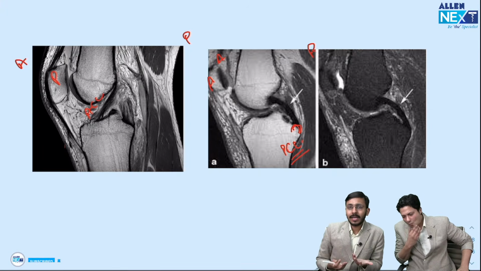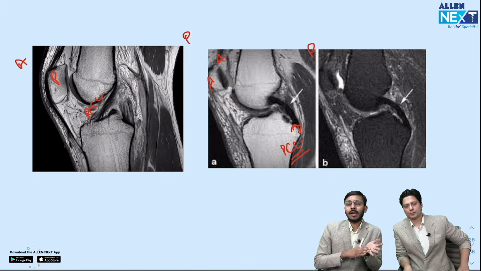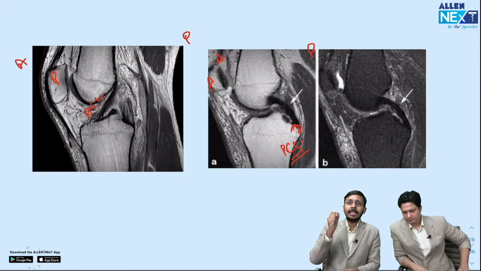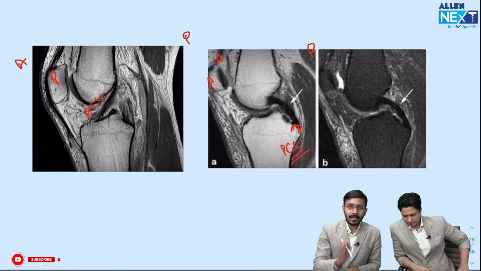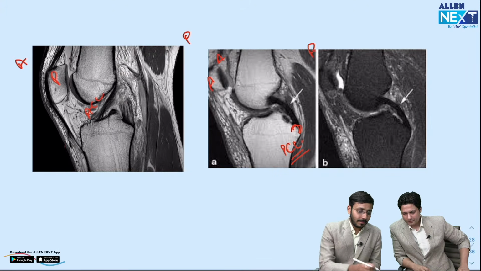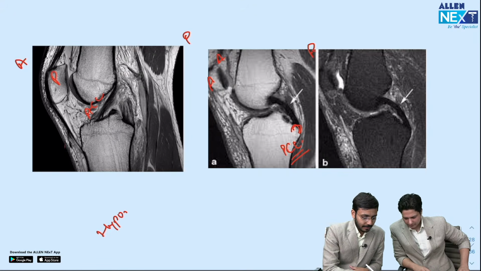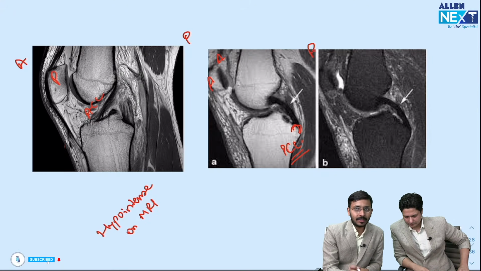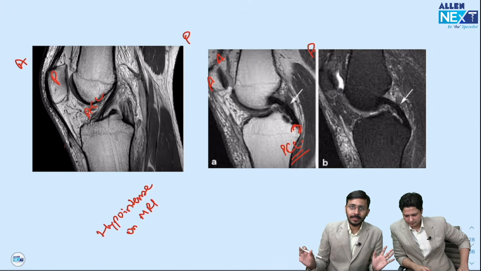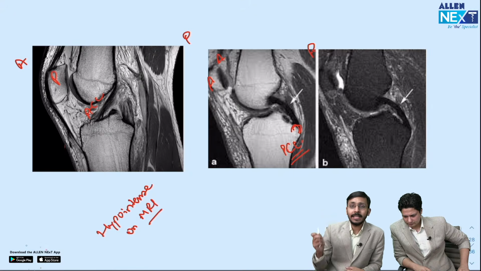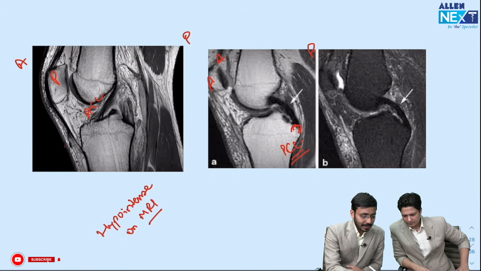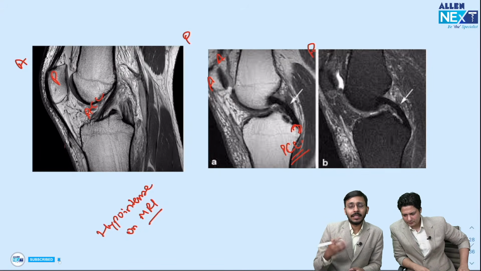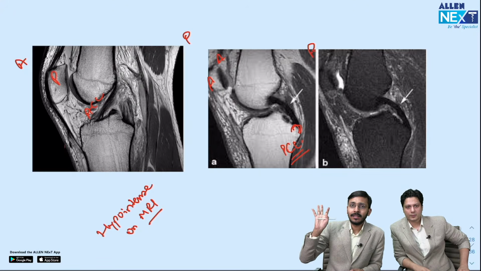Okay, so PCL arises from the inner surface of the medial femoral condyle and attaches on the posterior part of the tibia. Both ACL and PCL, because they are ligaments, will be hypointense on MRI, be it any sequence, T1, T2 or proton density. So if there is a tear in the ACL or in the PCL, these are the normal ACL and PCL. If there is a tear, there will be fluid signal within these ligaments.